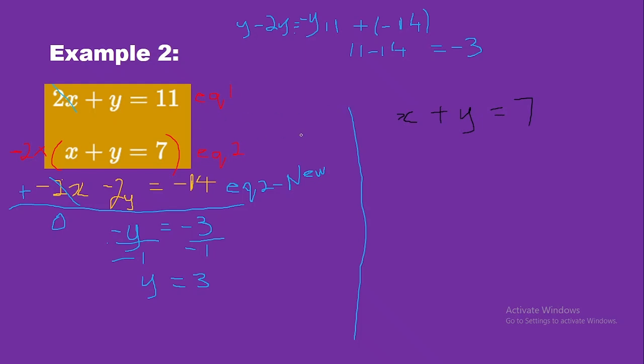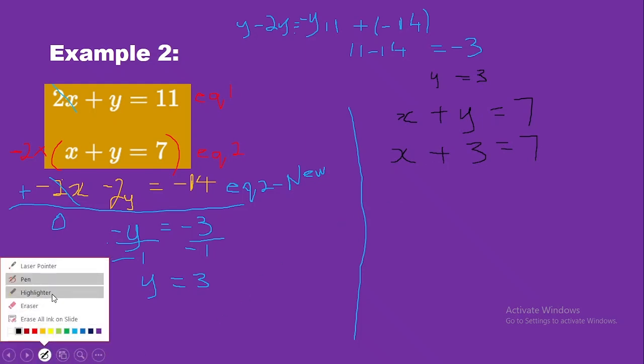So what we're just gonna do, we're just gonna plug in where y is equal to 3. So if y is equal to 3, let's see what this will be equal to. So this is gonna be equal to x plus 3 is equal to 7. Alright, so in order to get x by itself, we're gonna move our 3 to the opposite side of the equal sign.